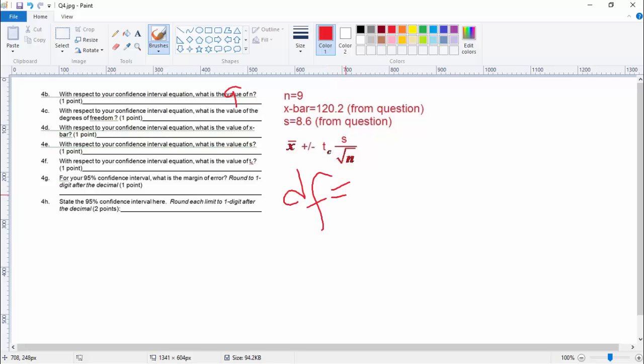I should have put it on the slide. This is a very difficult equation. Let's see if I can remember it. N minus 1. Awesome, I remembered it. Okay, it's n minus 1. So what would you do? 9 minus 1 equals 8.